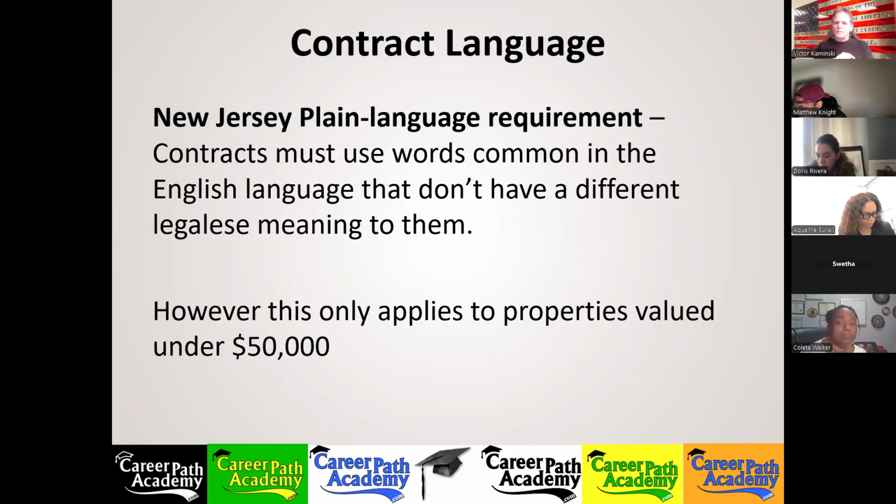that does not apply to properties valued over $50,000. Only properties valued under $50,000. Not a whole lot of them around anymore, right? So that's why they reduced it to a little blurb here in the book.